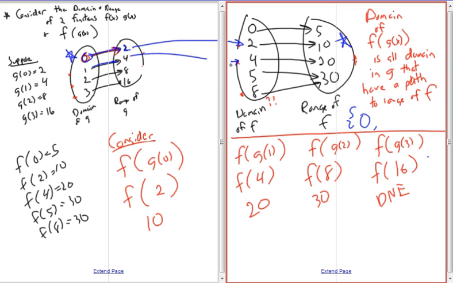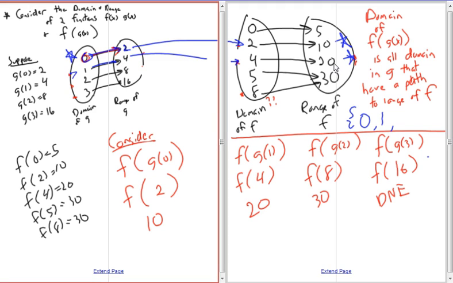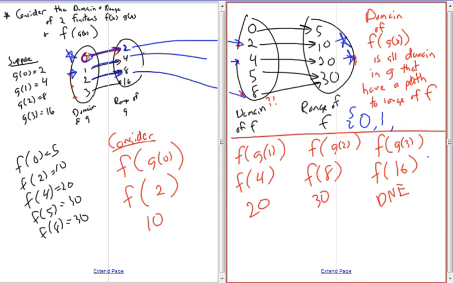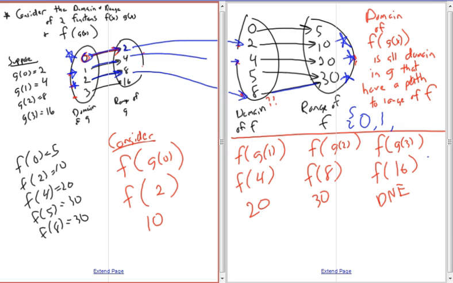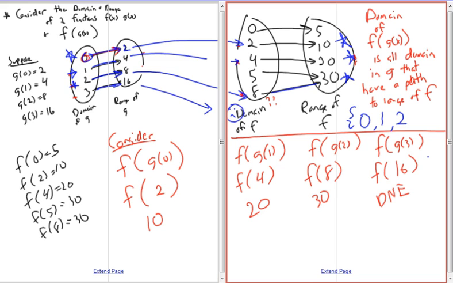Now let's trace the 1. 1 goes to 4, 4 goes over here, and so, yep, 4 leads to 20. So in fact, 1, that starting point, is also part of the domain. I can put a 1 inside this inner function here. If we look at 2, 2 goes to 8. 8 is part of the acceptable domain of f, and that goes to 30. So, in fact, 2 is also part of the domain. 3 goes to 16, and we saw that doesn't go anywhere, so it's not allowed. So, a couple things to note.